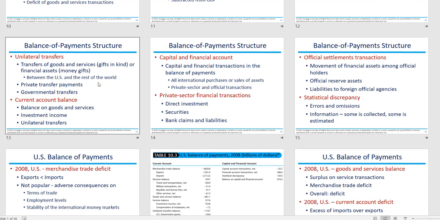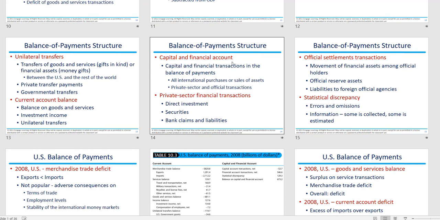The unilateral transfers are pretty much a private transfer payment or a governmental transfer payment without receiving anything in return. Typically, these comprise gifts. And therefore, the current account balance includes the balance of goods and services, the investment income, and the unilateral transfers. This is the comprehensive composition of the current account balance. Even though people tend to use just the balance on goods and services as a proxy for the current account balance, because in reality, the current account balance is mostly dependent on the balance of goods and services.